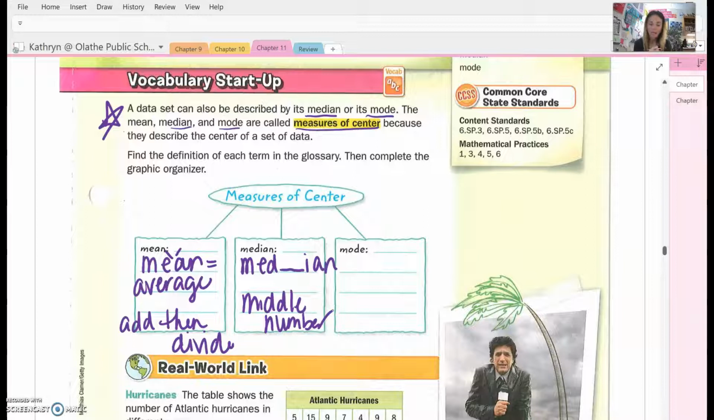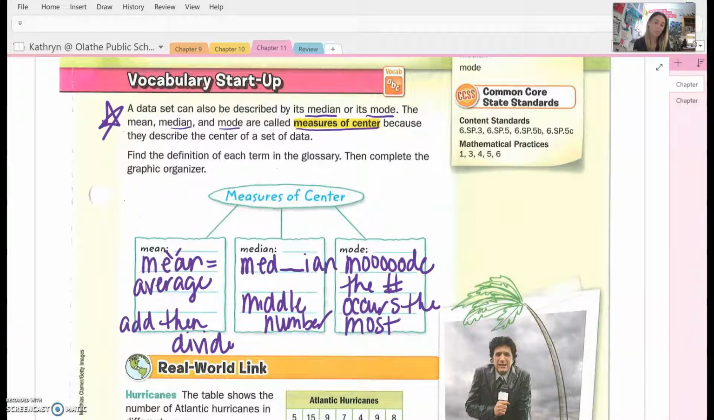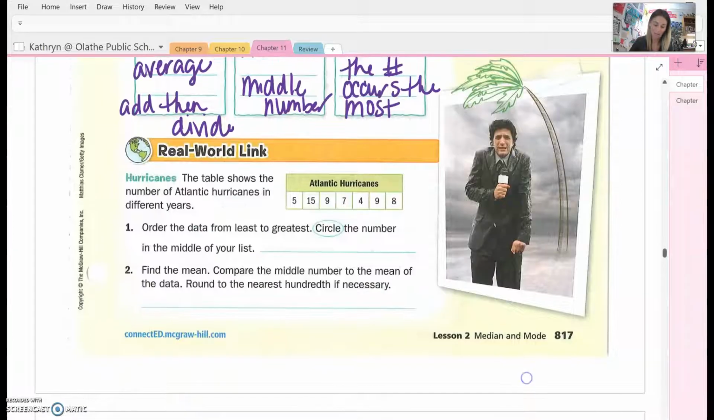Okay, and then the mode. We are going to write the mode like this. We are going to write mode. Okay, and the mode means the number that occurs the most. So it is the number that occurs the most. So let's jump right on into some problems so we can see how this actually all plays out when we're dealing with a set of data.